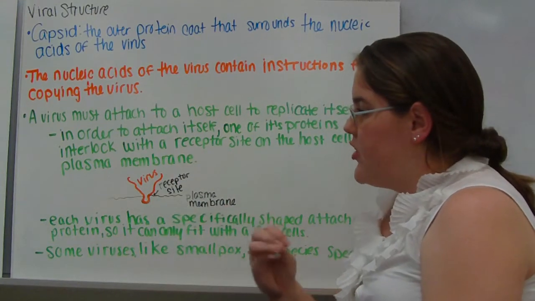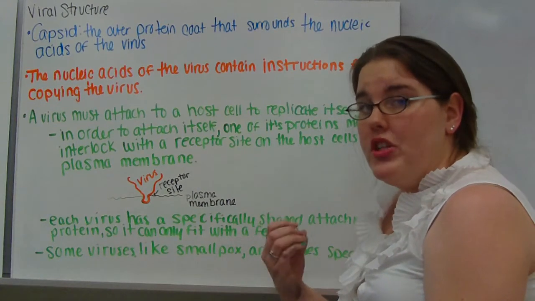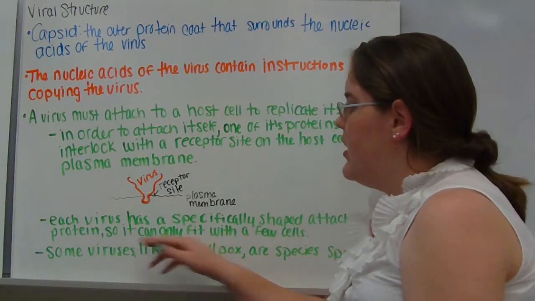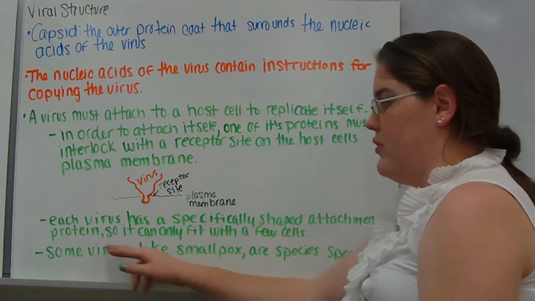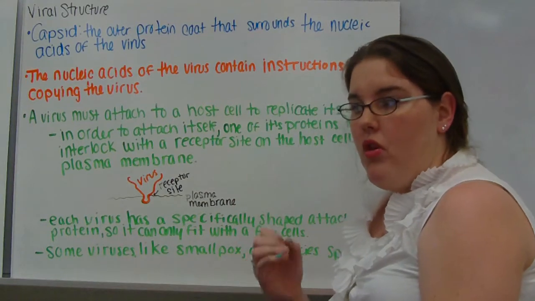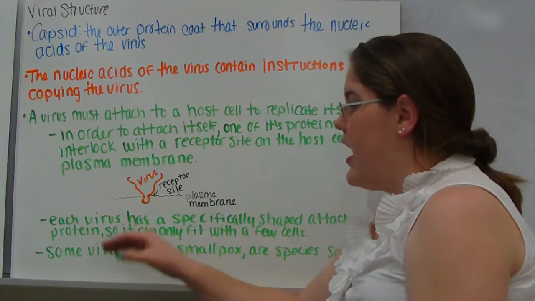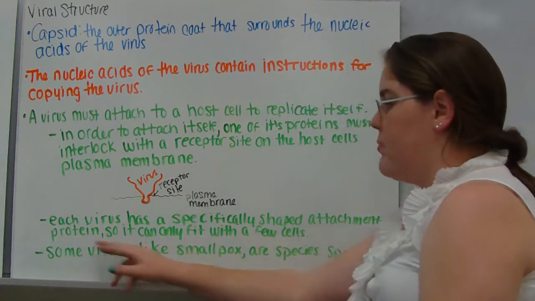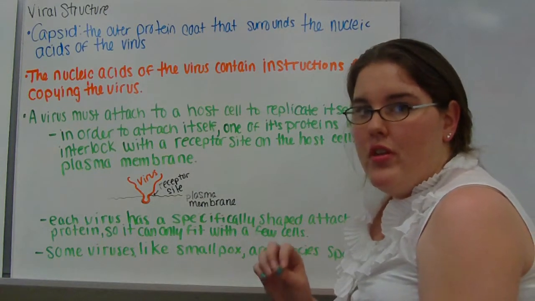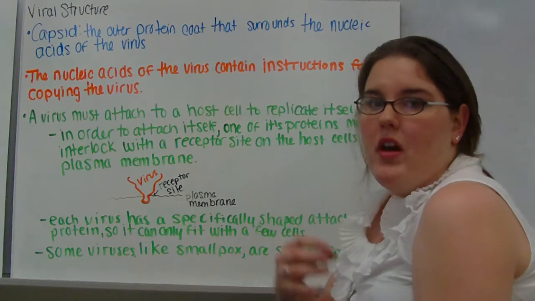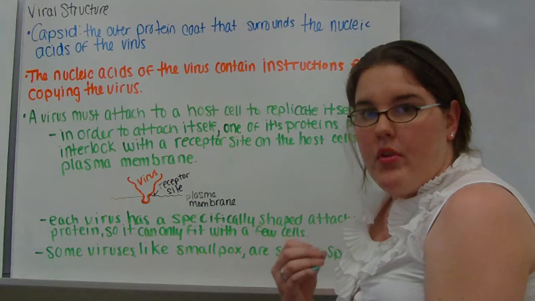So kind of like two interlocking puzzle pieces. Think of the virus as one of those puzzle pieces and the receptor site on the plasma membrane of the cell that it's attaching to as the other puzzle piece. Now each virus has a specifically shaped attachment protein. Just like a puzzle piece will only fit with one other puzzle piece, same thing with a virus. So it can only fit with a few cells. It might be able to fit with maybe 2, 3, 4, but it's never going to be able to fit with something like a million different types of cells. It's only going to be able to fit with a certain finite number of cells.